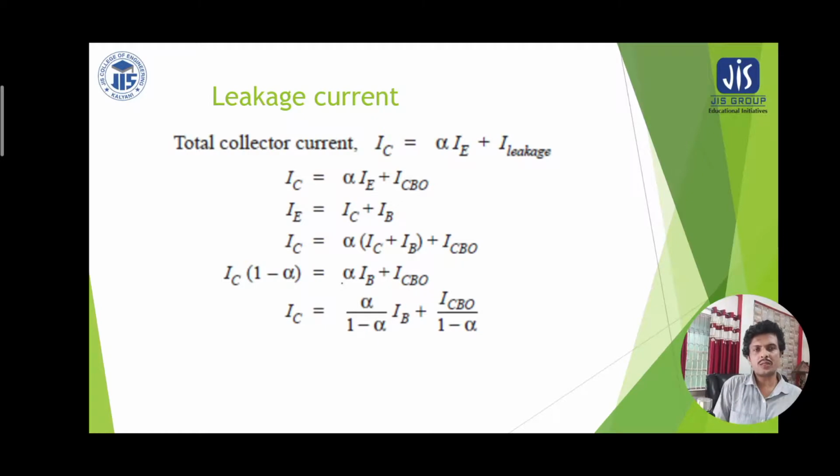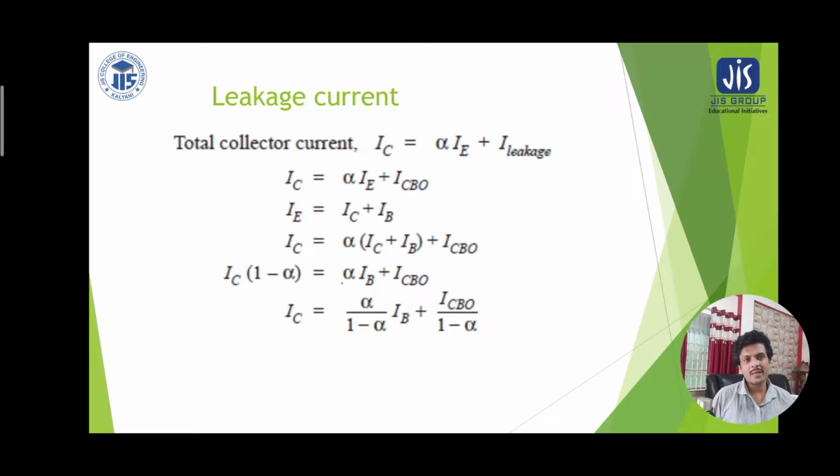Now, as we know, the leakage current expression: collector current is equal to alpha times emitter current plus leakage current, because without leakage current we cannot get the total current. The existence of leakage current starts from the base region and collector region. When the collector region is reverse biased, suppose we consider the NPN transistor, then within the P region there are some minority electrons which will be attracted towards the collector region.